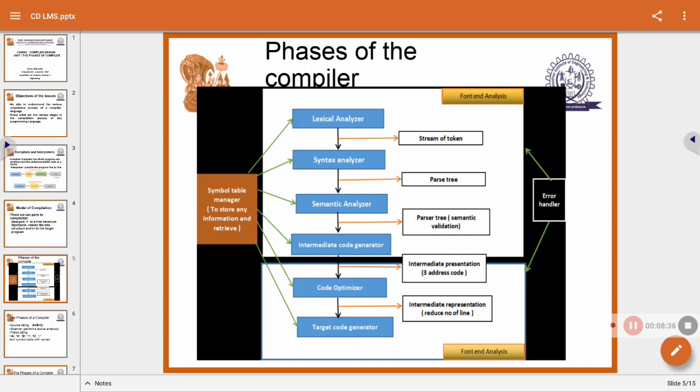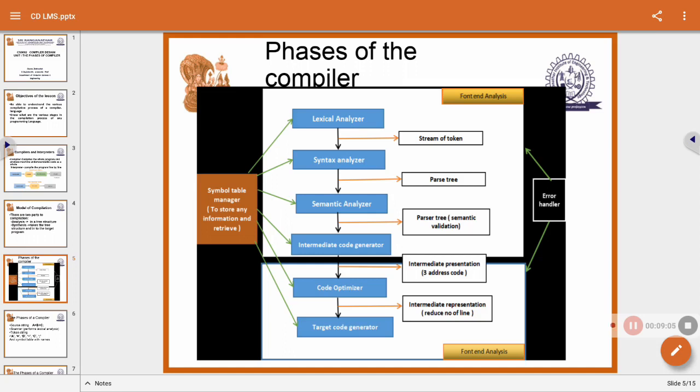What are the front end phases? Lexical, syntax, semantic and then intermediate. And the back end phases are code optimization and then the target code generator. See the diagram very well. The compiler is divided into various phases to make the task, that is, to make things understandable to the system with the help of various forms. And there is a symbol table and error table handler.